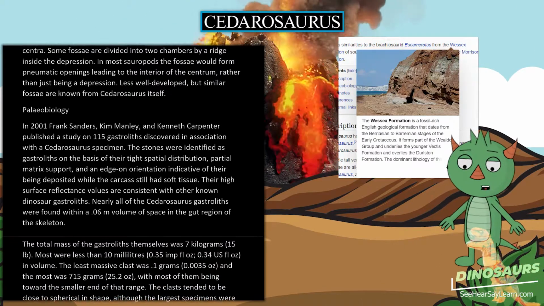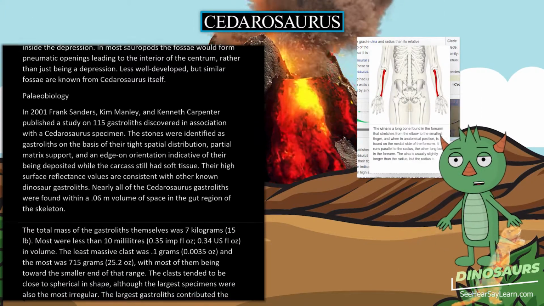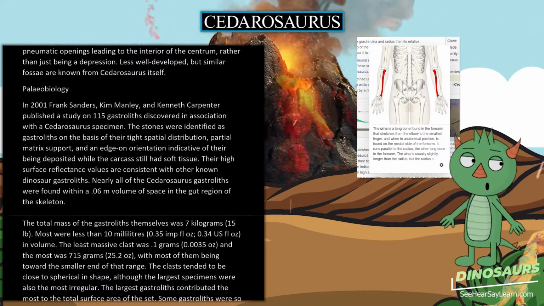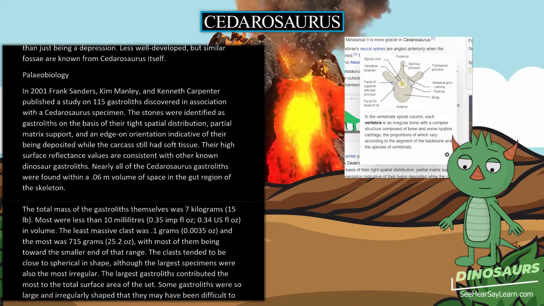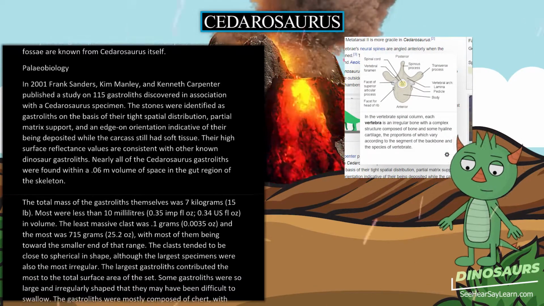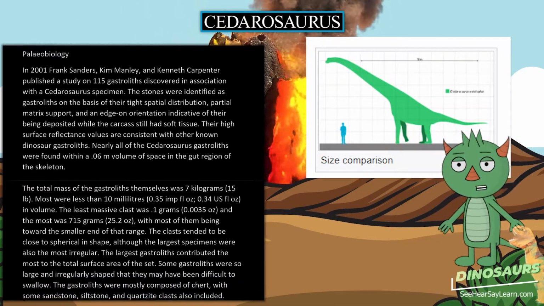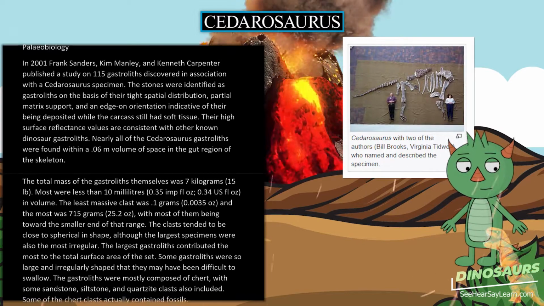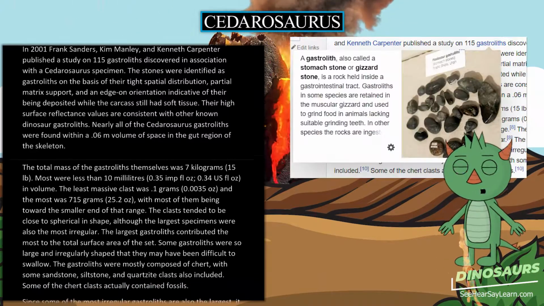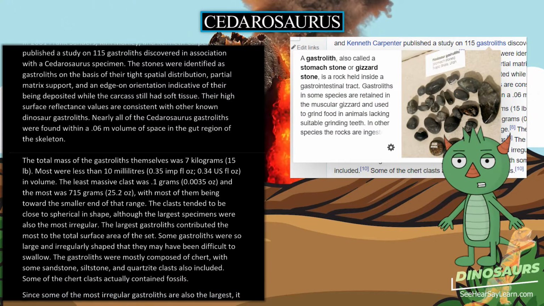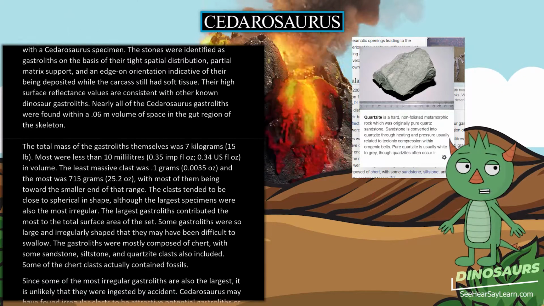Nearly all of the Cedarosaurus gastroliths were found within a 0.06 m³ volume of space in the gut region of the skeleton. The total mass of the gastroliths themselves was 7 kilograms, 15 pounds. Most were less than 10 milliliters, 0.34 US fluid ounces, in volume. The least massive class was 0.1 grams, 0.0035 ounces, and the most was 715 grams, 25.2 ounces, with most of them being toward the smaller end of that range.